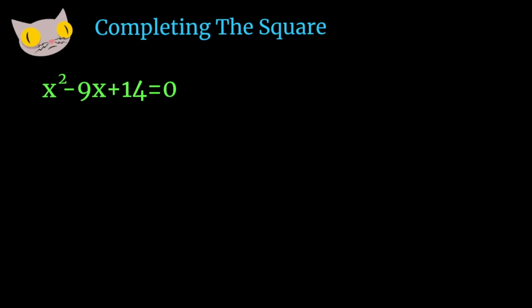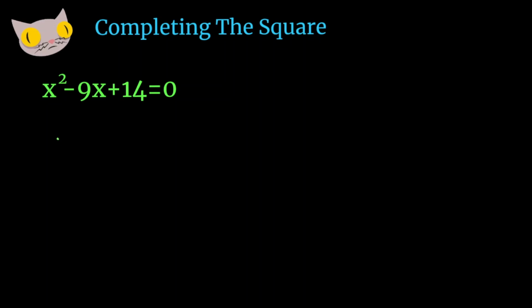Let's go ahead and use the completing the square method to solve a few quadratic equations. This method is an alternative to using the quadratic formula. So we have our quadratic equation here. We have x squared minus 9 times x plus 14, and we have that set to 0.